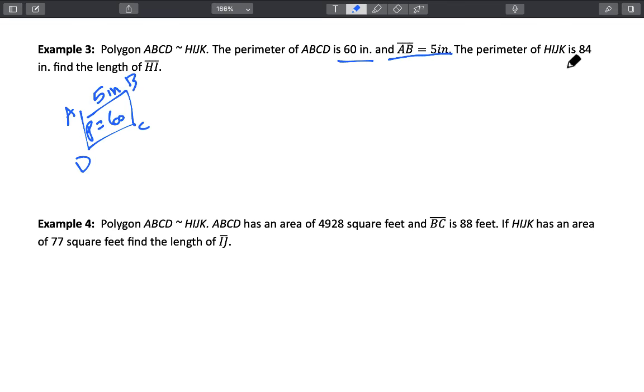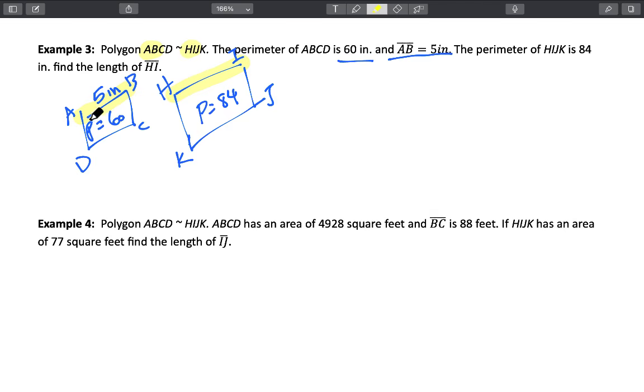Okay, the perimeter of HIJK is 84, so we're looking at a similar figure, but it's a little bit bigger, so maybe it's like this, HIJK, very, very rough sketches. And our perimeter here is 84, and we want to find out what the length of side HI is. So HI is going to correspond to side AB, right? AB are the first two letters, HI are the first two letters.